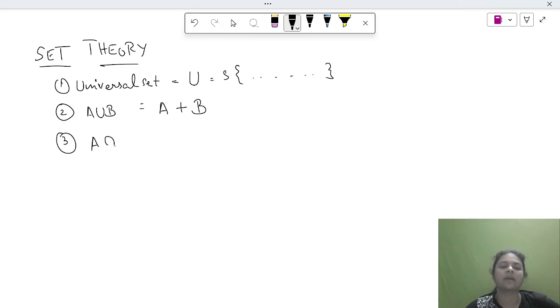Third, what is the intersection of a set? The common values of both sets.